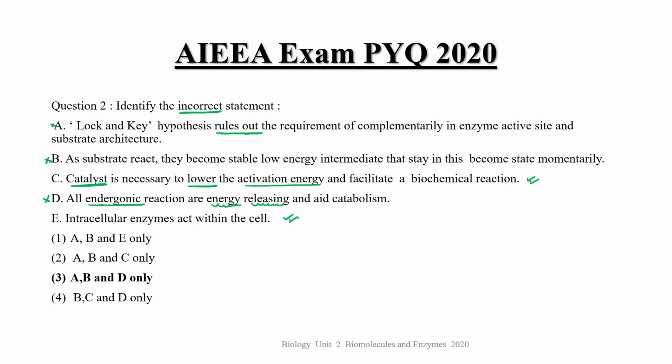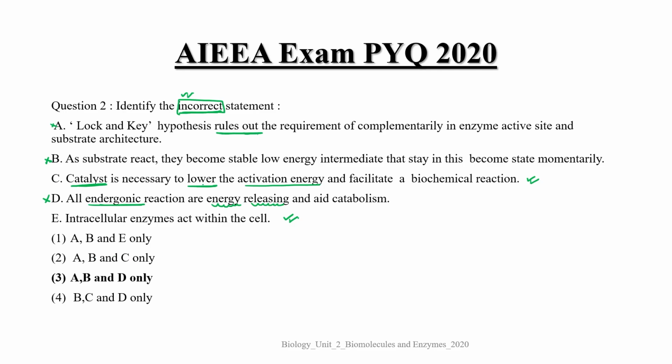So we have to identify the incorrect statement. According to me, choice number A, choice number B, and choice number 3, all the statements given in these 3 choices are absolutely wrong. So we have to choose. A, B, E. No, E is the correct choice. A, B, and C. C is the correct choice.